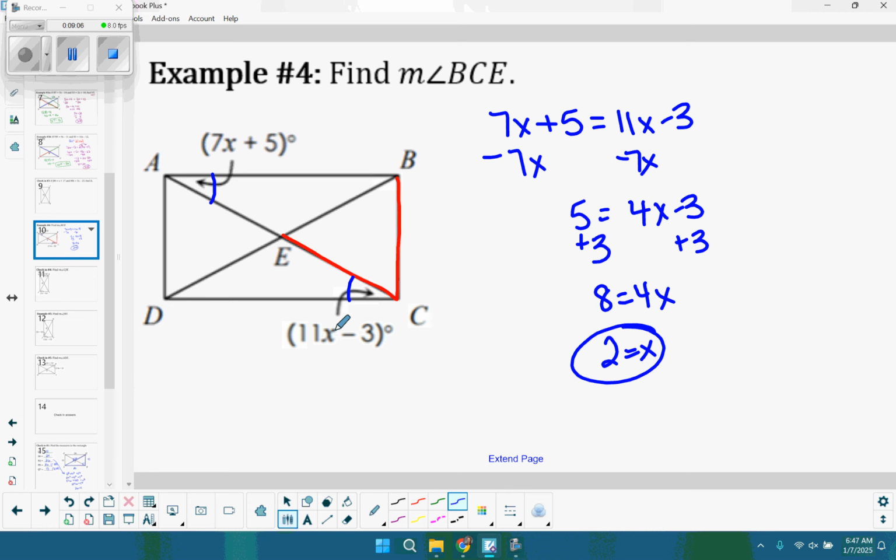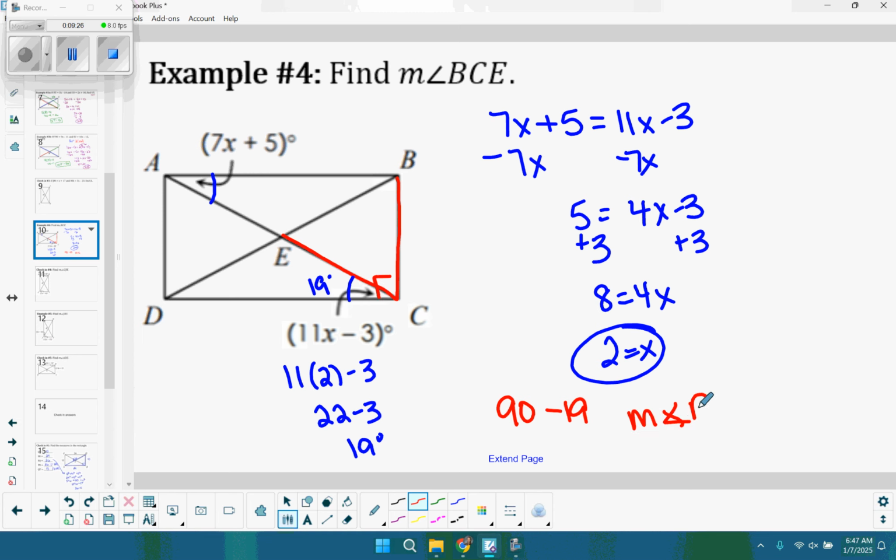I'm going to plug it back in here for this angle. So that's 11 times 2 minus 3. 22 minus 3 is 19 degrees. If we think about what's true about these two angles together, they were a right angle. So 90 minus the 19 means that the measure of angle BCE is 71 degrees.